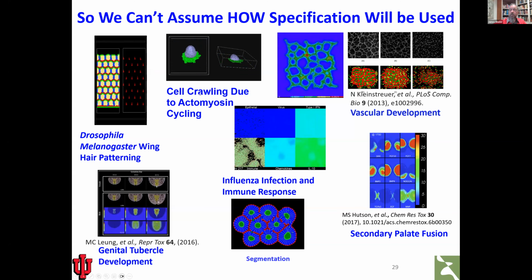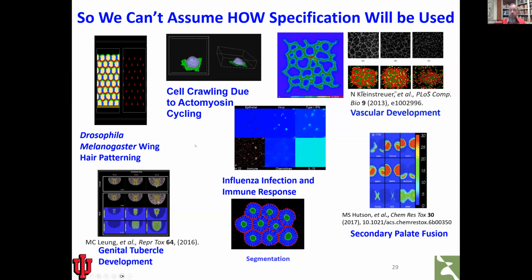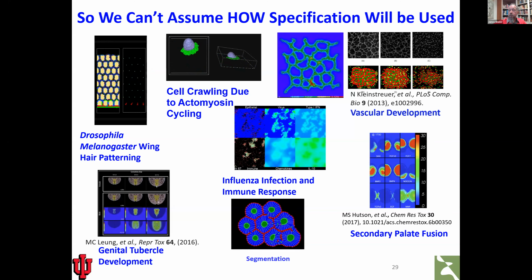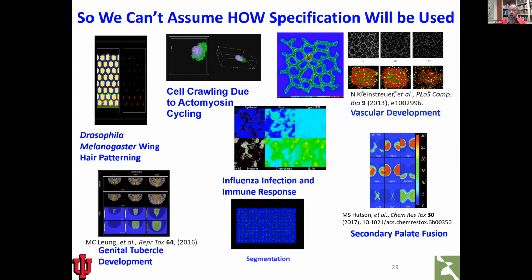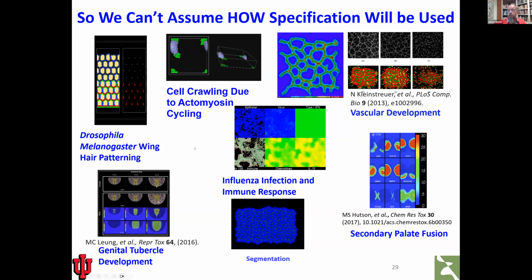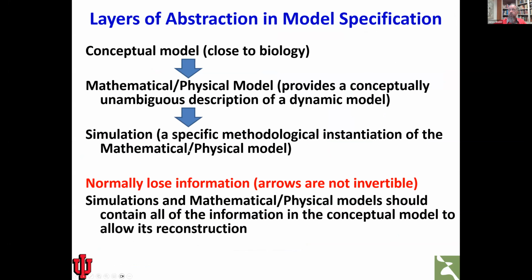Other top center left is a model of a single cell crawling. And so we have to think about a framework that's generic enough that it can encapsulate all of this level of complexity. And I think that's quite difficult to do.